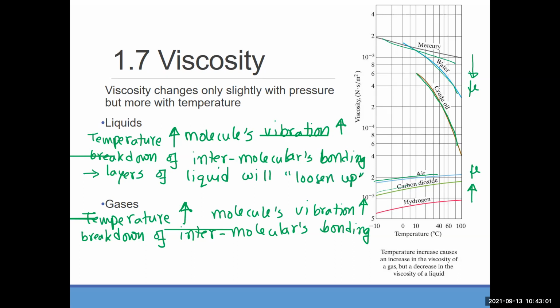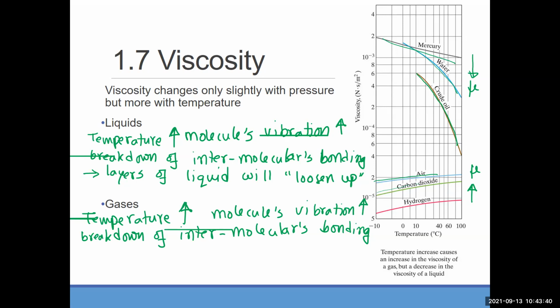The molecules will loosen up, and that's why with temperature usually the viscosity gets decreased for liquid. Now, for gases, all the molecules are already spread out all over the place, right? Now, if they get more speed, what will happen? They are already spread out. If they get more speed, there will be more collision, right? And more resistance. And that's why for gas, when you apply temperature, the viscosity gets increased.